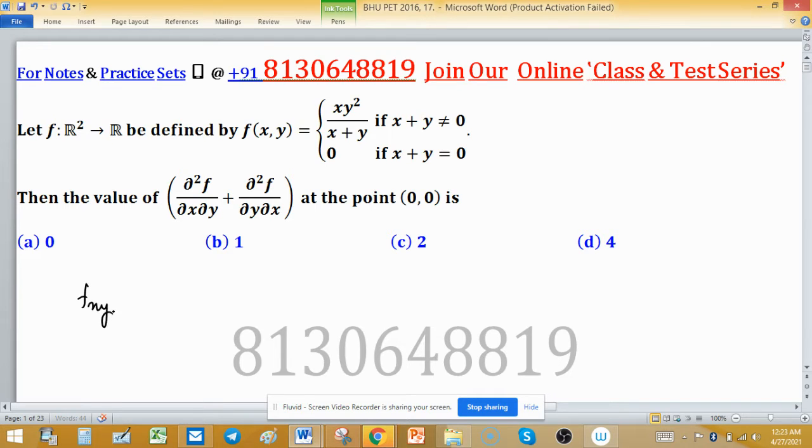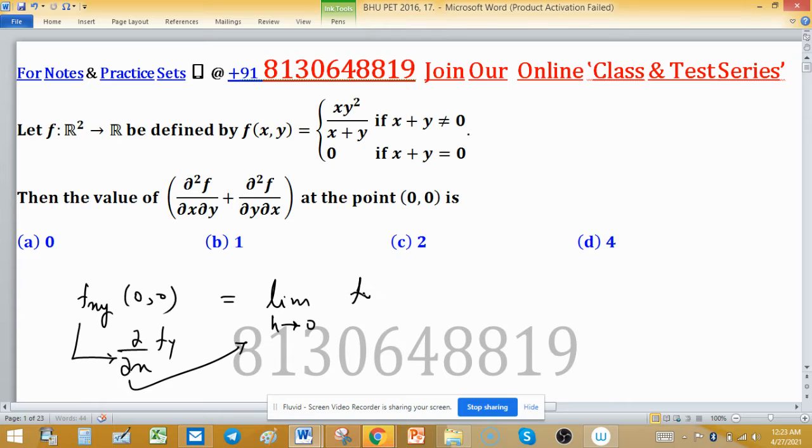So f_xy, its simple meaning at (0, 0), is the partial derivative of f_y with respect to x. You can understand this as written. So this is equal to the limit as h tends to 0, because we are doing the partial derivative with respect to x, so normally we take h for x. f_y, this is the function at (0 plus h, 0).